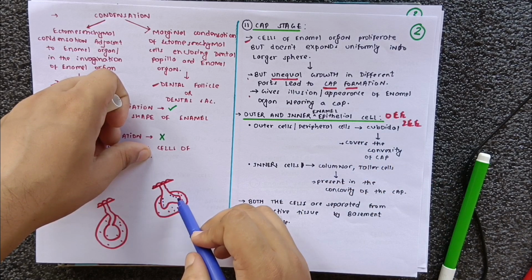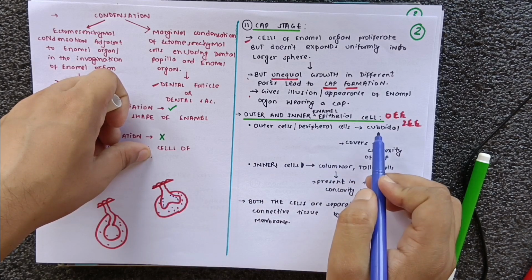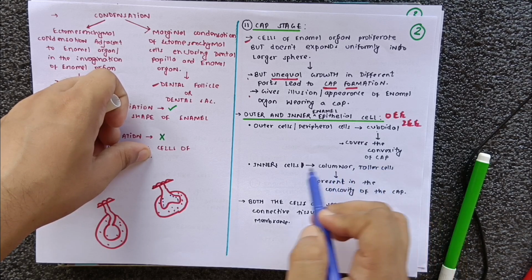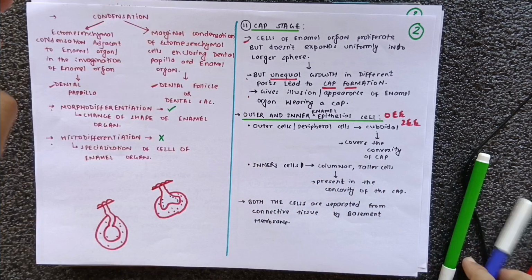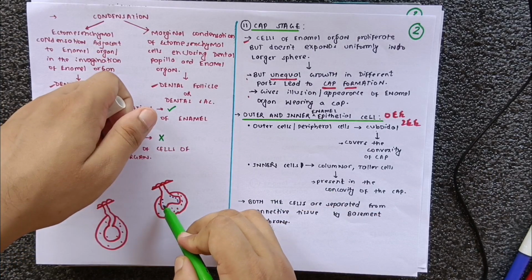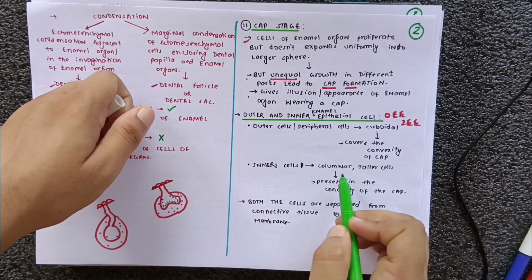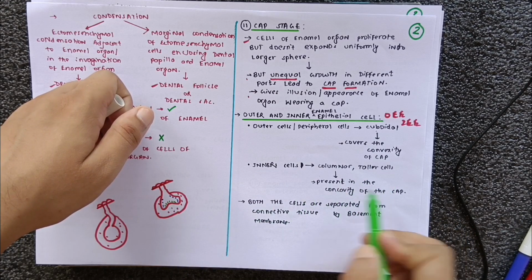Which is in the periphery, right? So it is the outer enamel epithelial cell, in the periphery, of cuboidal shape, covering the convexity of the cap. Similarly, the inner cell is columnar. So the inner cell is columnar, and these are taller cells that are present in the concavity of the cap.